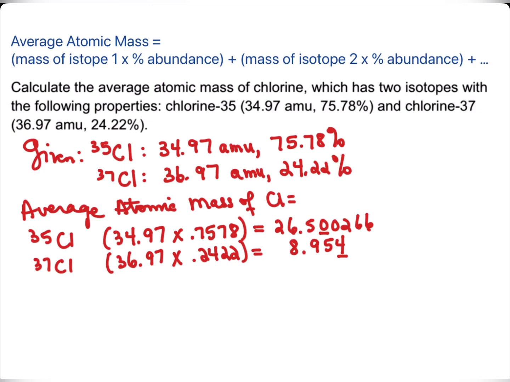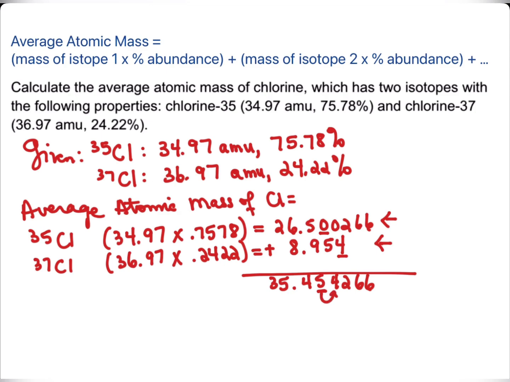Now, the final step of this formula is to add the sums. So when I add numbers, if I put this into the calculator, I'm going to get 35.454266. But I'm going to take a look at my underlined digits, and when I'm adding numbers, I'm looking at the one with the fewest decimal places. So this first number is giving me a number in the second decimal place, and the second number is giving me something in the third decimal place. So my final answer should have only 2 decimal places.